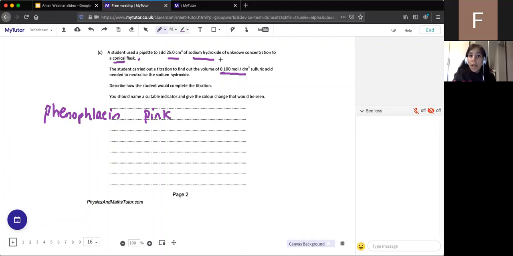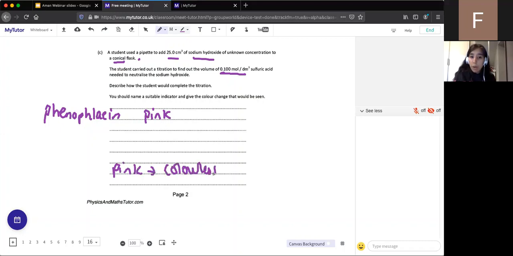We then need to add our sulfuric acid to a burette, and remember, we then add the sulfuric acid to the conical flask dropwise, and we keep swirling that conical flask. And as that sulfuric acid gets added to the conical flask, it will turn colourless, but only for a second. When you swirl it, it will all dissolve and it will remain pink until you reach the neutralization mark. When you reach the neutralization mark, that phenolphthalein will go from pink to colourless.